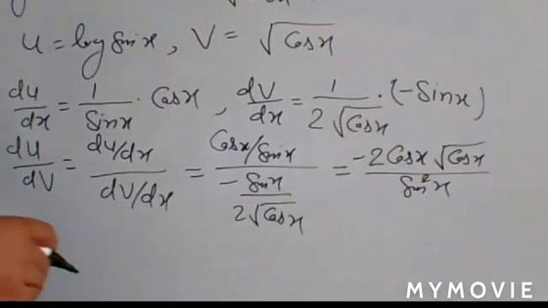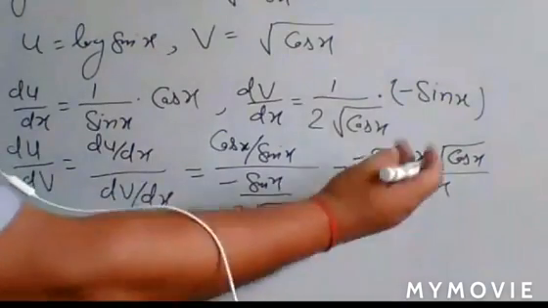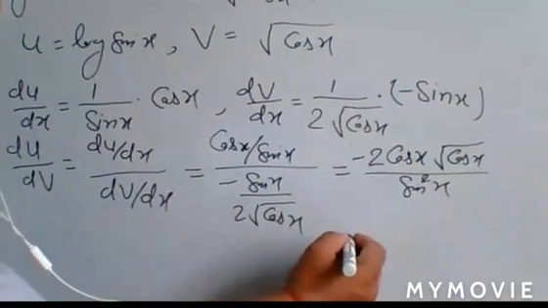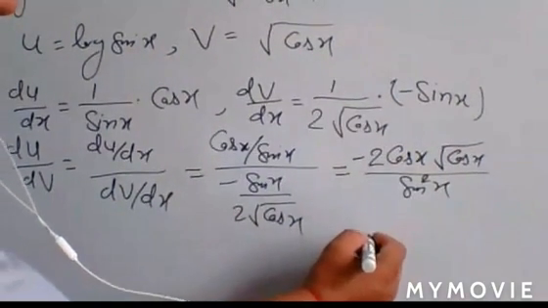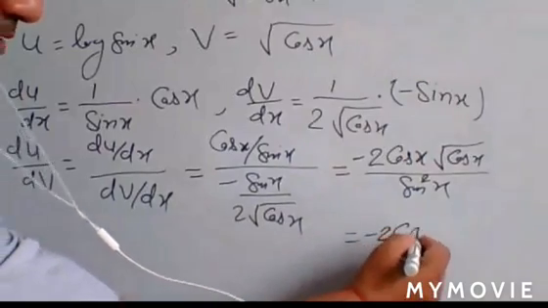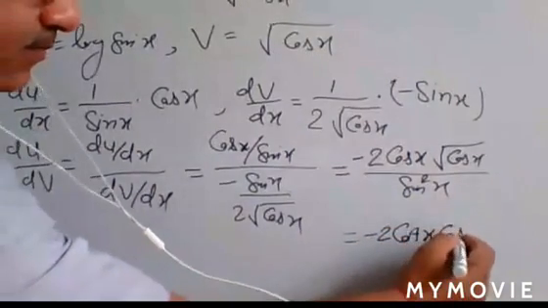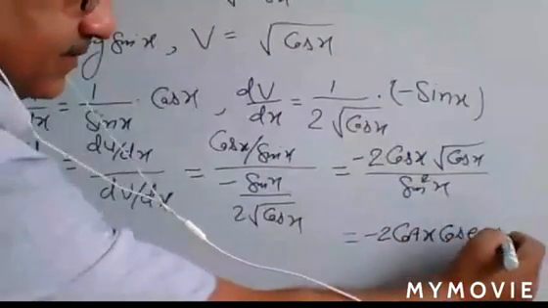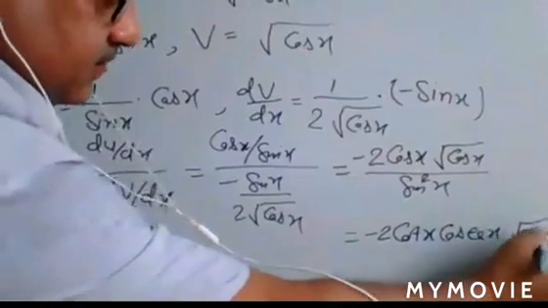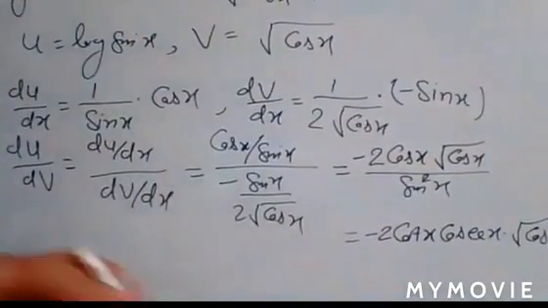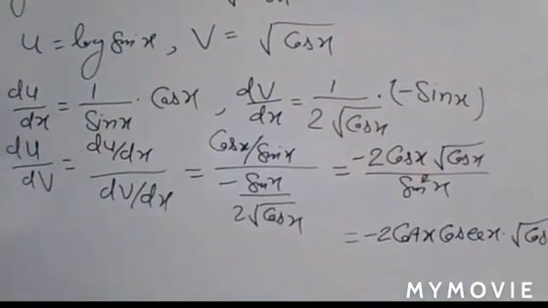Or you can write it in this way also. That is also equal to minus 2 cot x cosec x under root cos x. So you can write in this way also.